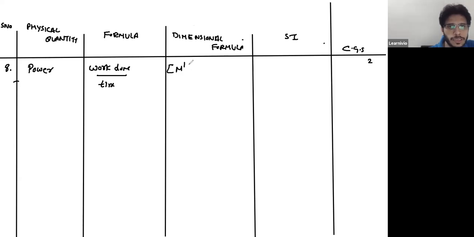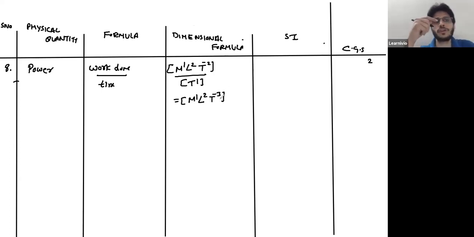Yes, it's work done over time. So the work done is M1 L squared T minus 2 over time, T1. So this is simply M1 L square T minus 3. If we divide T to the power minus 2 by T1, that comes out to be T to the power minus 3. The SI unit of work done is joule, time in second, so that is joule per second, which could be written as watt.